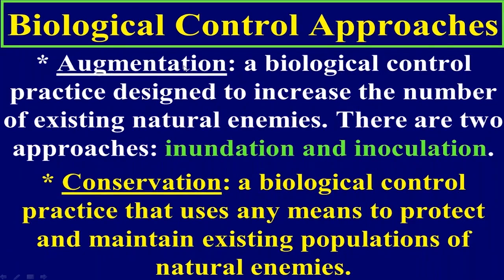So there are 2 approaches to biological control. The first one is what we call augmentation. That's where you basically increase the number of existing natural enemies. And there are 2 approaches: one of them is inundation, the second one is inoculation.